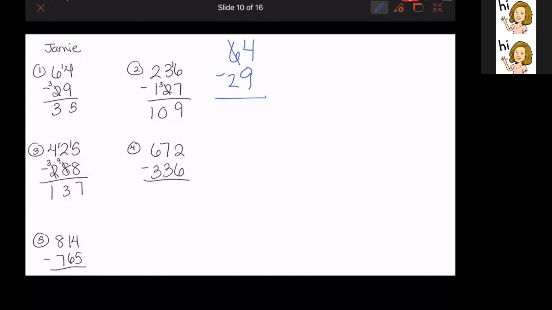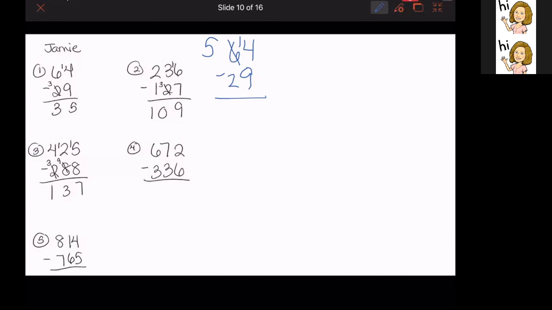We would regroup. Oh, look, I caught myself. I know that the carrying and borrowing language is so insidious, right? We would regroup or trade from the 6 tens here and decrease, right? We would take one away. If you notice, what is Jamie doing? They're looking at the subtrahend and not decreasing that, but increasing.